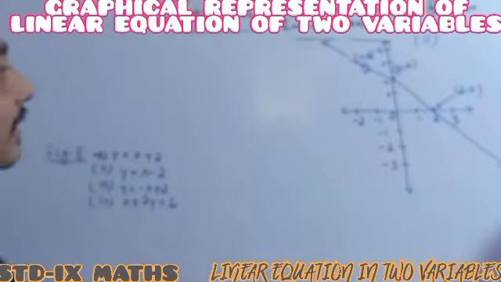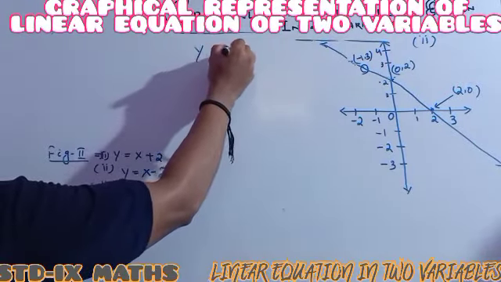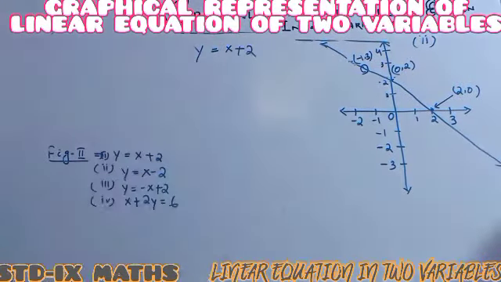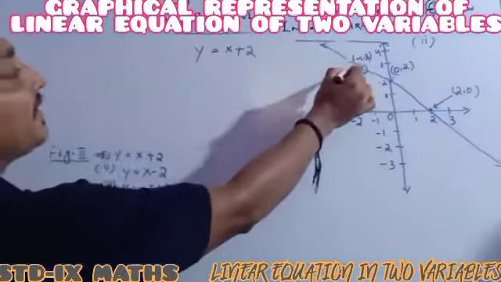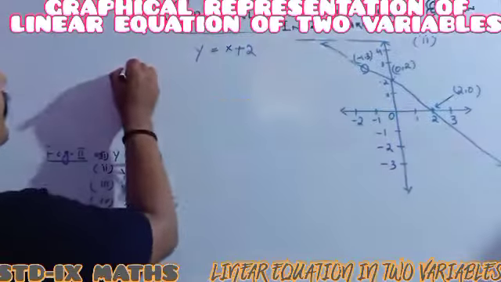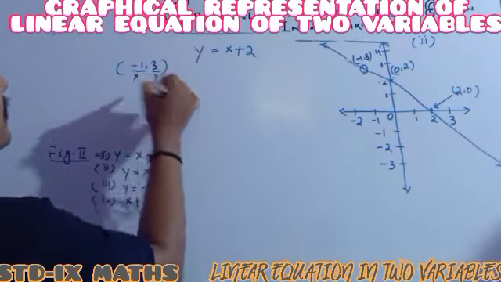See perfectly, the double I. Here, the first equation I am considering is y equals x plus 2, and I am checking whether it is satisfied for the point minus 1 and 3. Minus 1 is x and 3 is y. For minus 1 and 3 I am checking.